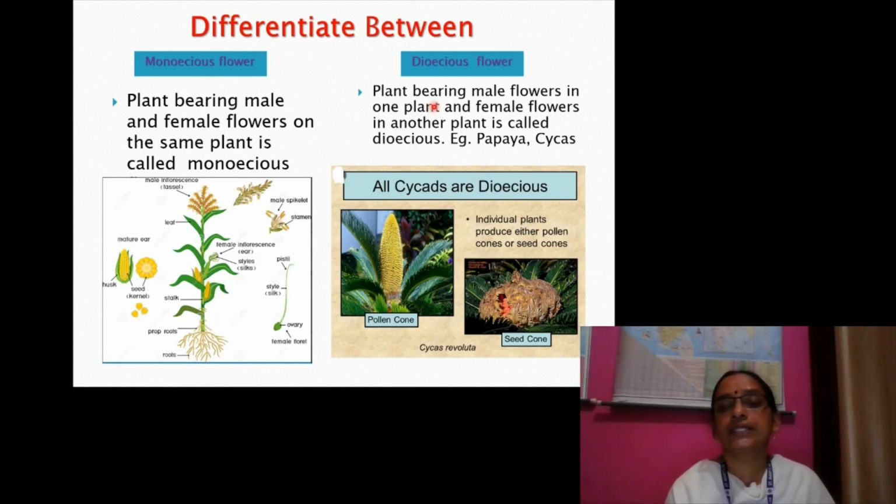Let us see now what is dioecious. Plant bearing male flowers in one plant and female flowers in another plant is called dioecious. Examples are papaya and cycas. Here you see the pollen cone growing. Pollen cone means male flowers are growing in this cycas plant and this female flower is growing in this other cycas plant. This type of plants are called dioecious. Individual plants produce either pollen cones or seed cones. They are growing in separate plants. In the case of monoecious, both are growing in the same plant.